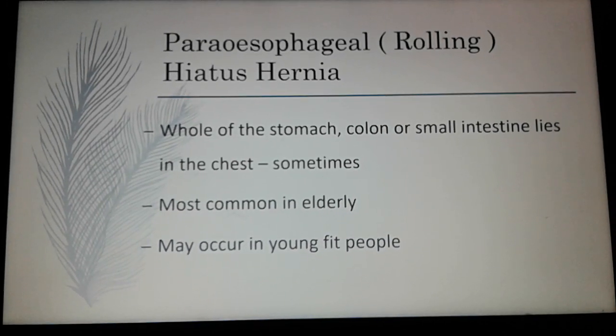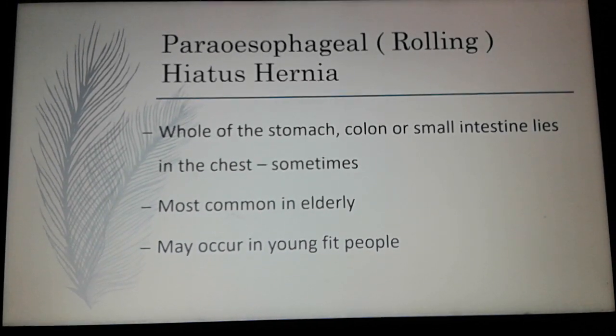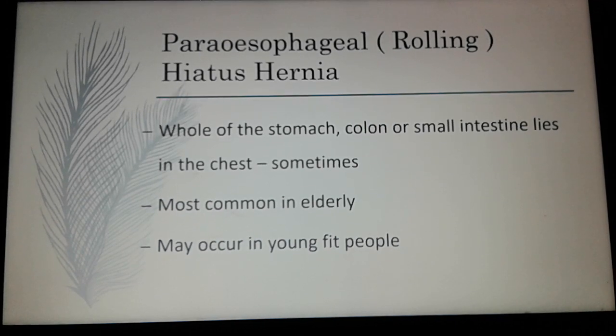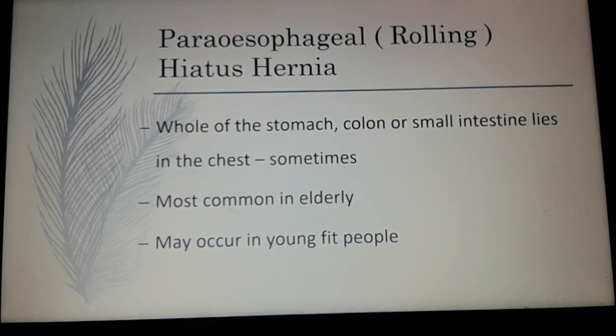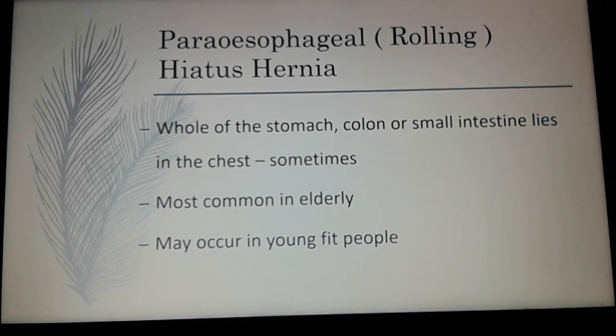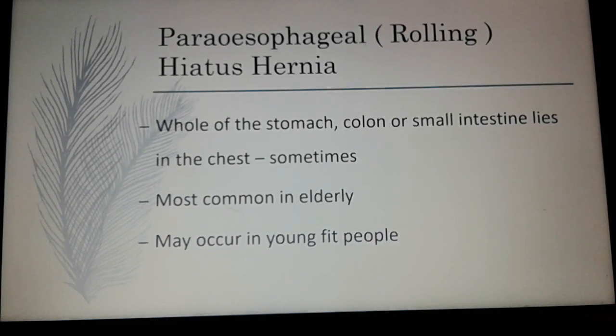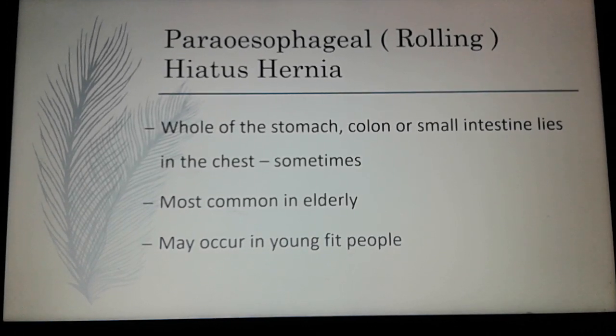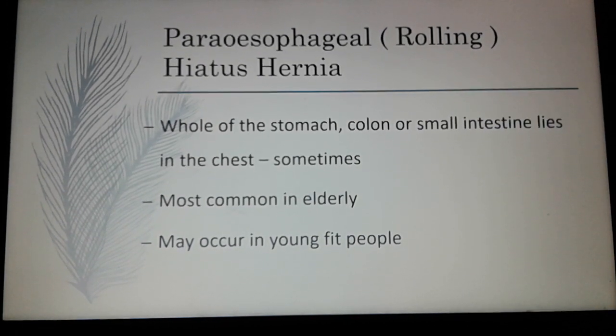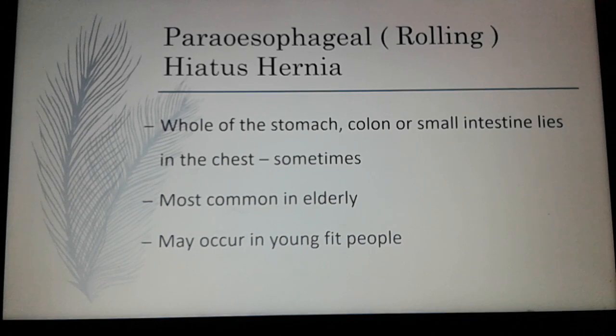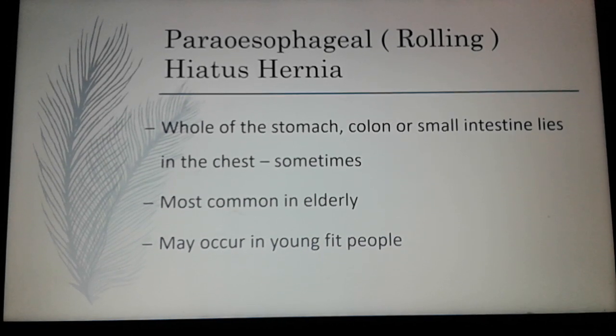As far as the possible contents of this rolling hiatus hernia are concerned, it could be the whole of the stomach sometimes, the colon, the transverse colon especially, or the small intestine. These are the other possible contents that we may find inside the chest sometimes.